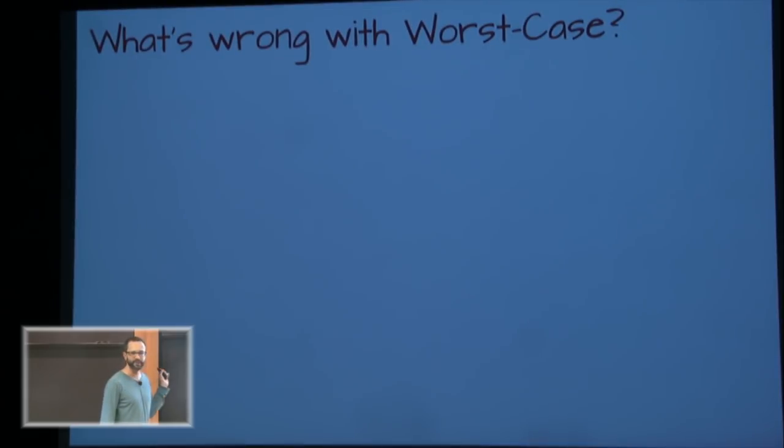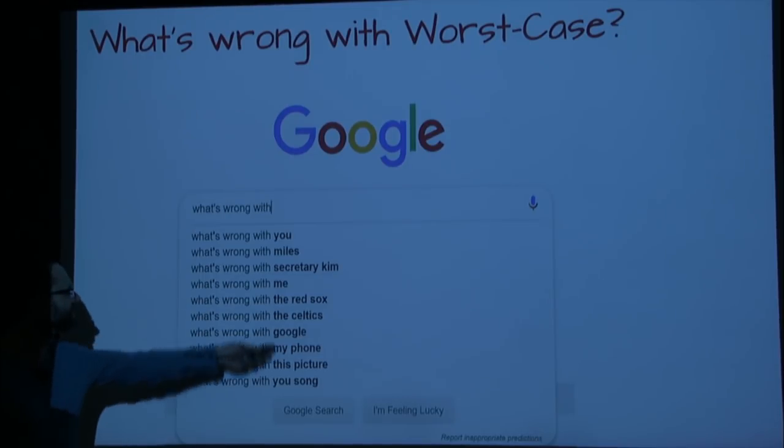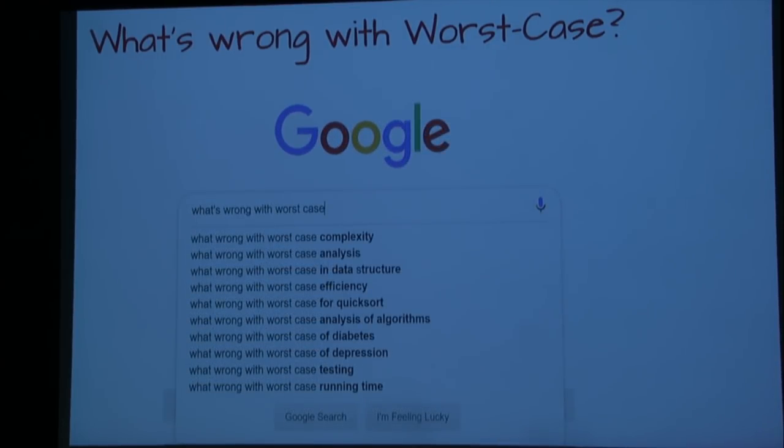Okay, so what's wrong with worst case complexity? I tried to answer this question by first asking Google. When you write "what's wrong with," maybe because I was in Boston, it says what's wrong with the Red Sox, with the Celtics. And then you add "worst case," and plenty of people apparently think that, apart from diabetes and depression, people are mostly worried about worst case analysis of algorithms.